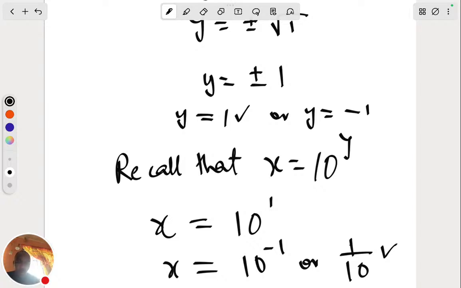All right. So we have the solution to the problem to be 10 or 10 to the power of minus 1. So these are the solutions.